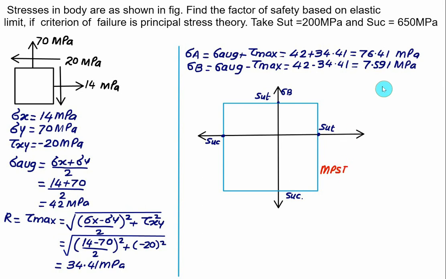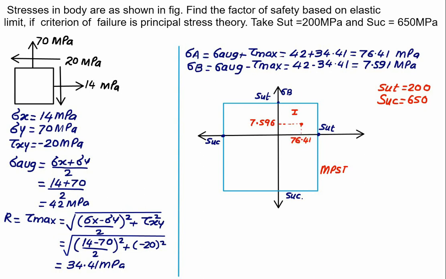So we'll use a stress envelope for the maximum principal stress theory. Already we know the value of SUT. SUT you have to take as equal to 200, and the value of SUC you have to take as 650. Both sigma A and sigma B are positive values, so the point will lie in quadrant 1. Sigma A is very close to 80, so this value will be marked somewhere here, and we have sigma A equal to 76.41. The contribution of the second principal stress is very small, so that value we can locate as 7.591. Since we are in quadrant 1, both boundaries are SUT, so the maximum principal stress will decide the factor of safety.